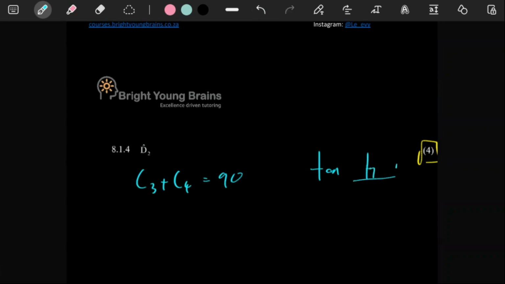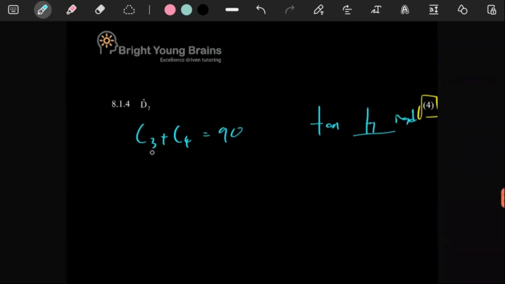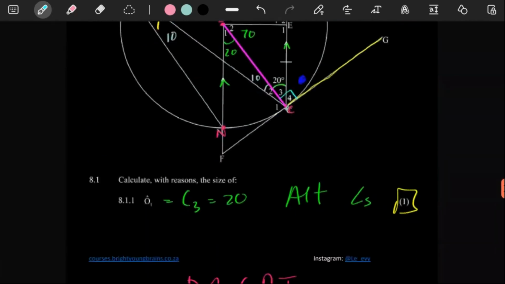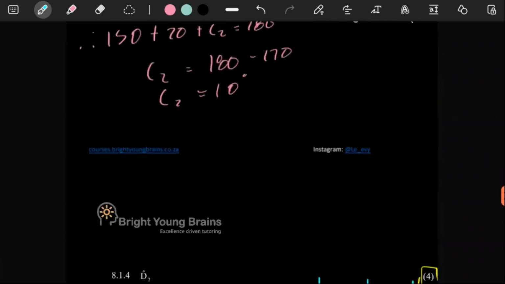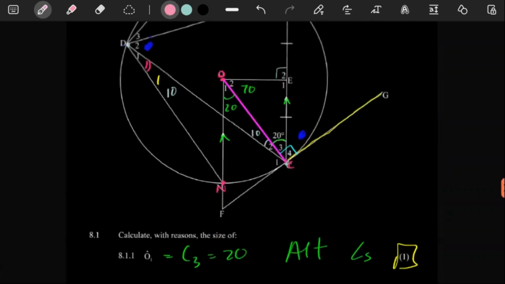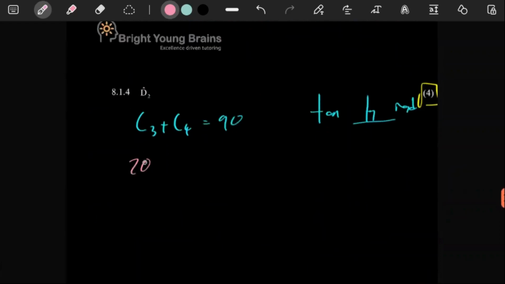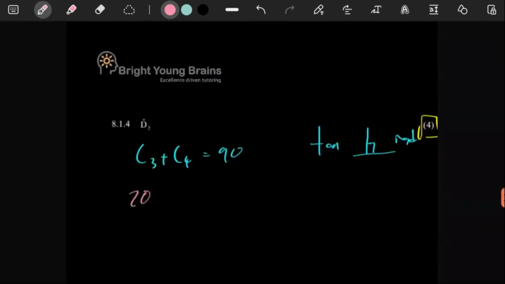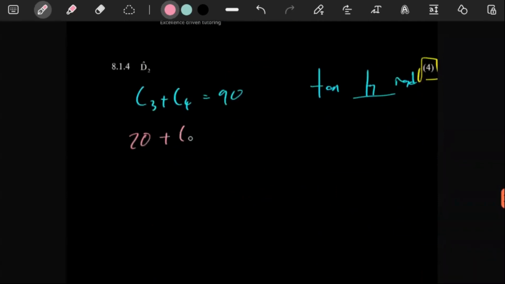Now, what do we know about C4? What is C4? No, we don't have C4. We have C3. C3 is like 20. Wait, where's the 70? Don't get confused here. 20 here plus C4 is equal to 90. Then C4 here is equal to 90 minus 20, which is 70.